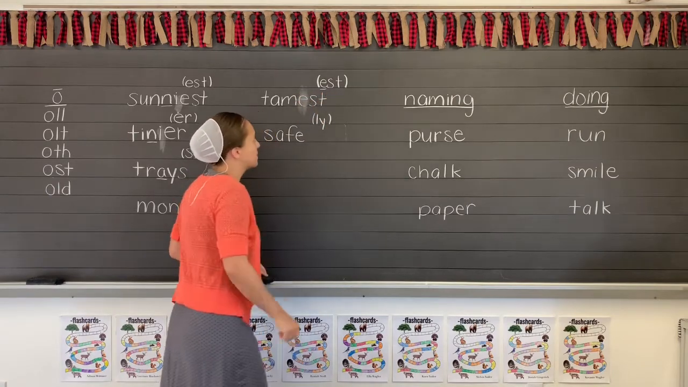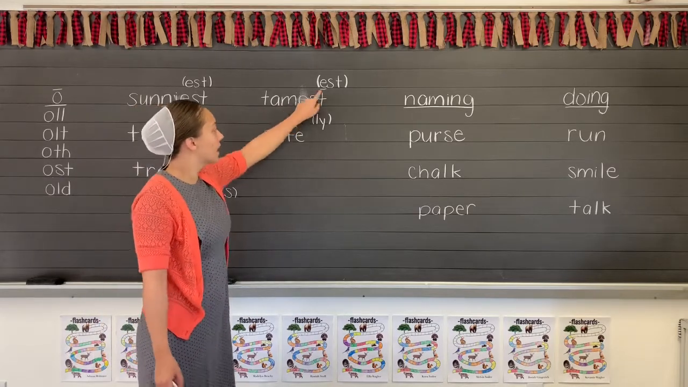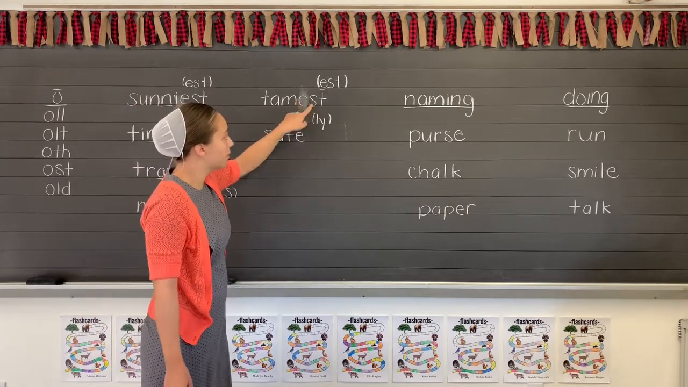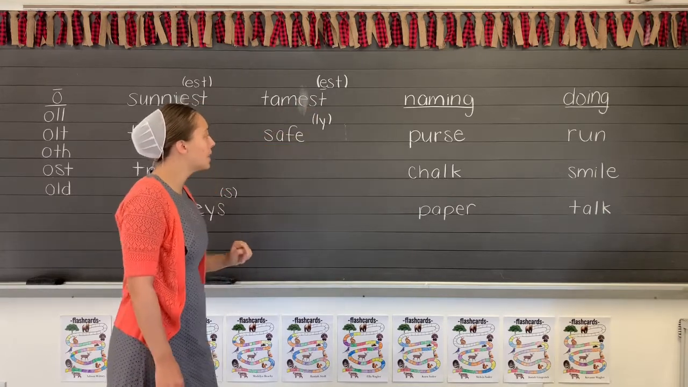And now what does that word say? That word says tamest. Because look, we couldn't have two E's there. If we would have left the E there, then we would have had two E's. So we had to drop the silent E and just simply add the suffix.